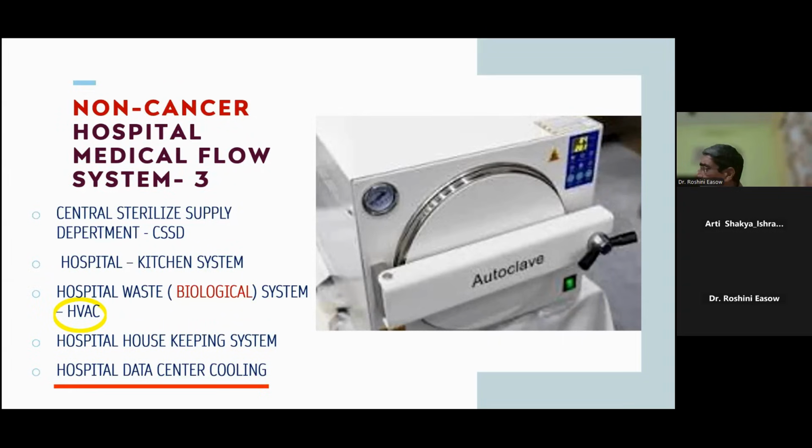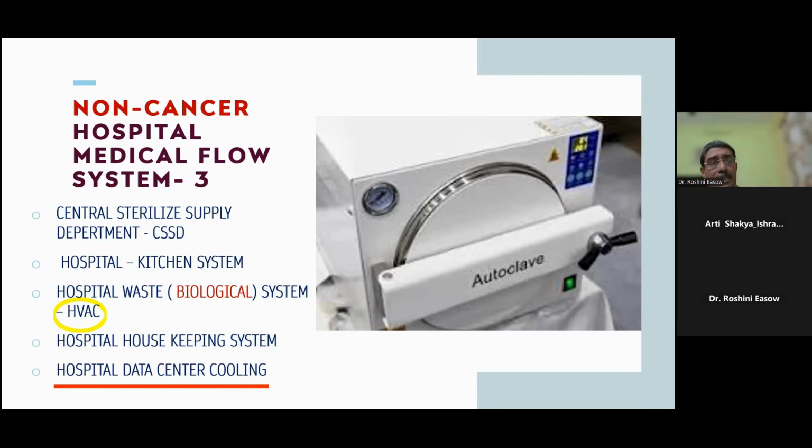So you understand, unless a person is thoroughly aware of how a CSSD works, what its demands are and what terminology is used for CSSD, it will be difficult for that HVAC person to handle and design a CSSD. Along with that, there is the hospital kitchen system, and hospital waste, biological waste, is very critical.